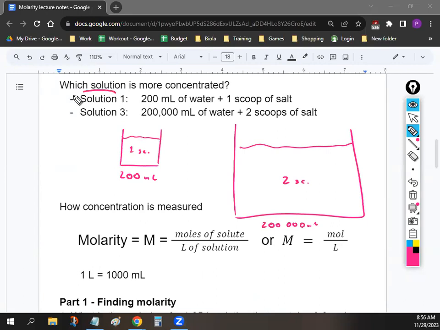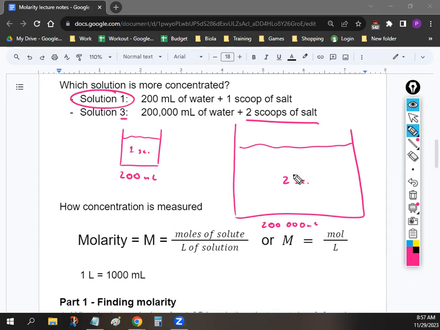Yeah, 1. Okay, but why 1? We have more salt inside of solution 3, don't we? Yeah, we have more salt, but what's the difference? The ratio. Yeah, the ratio, right? The size of the container. So just keep that in mind. Even though we have more salt inside of solution 3, there's more stuff dissolved. It's spread out a lot thinner, right?